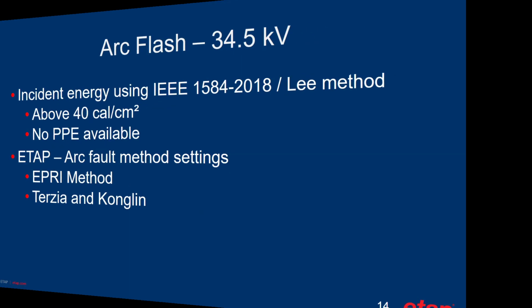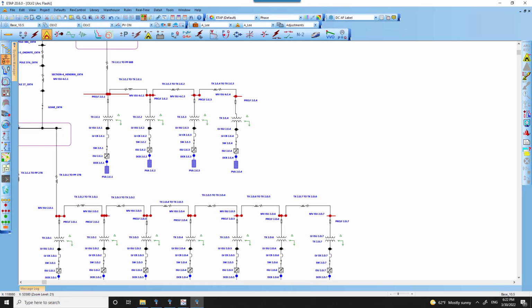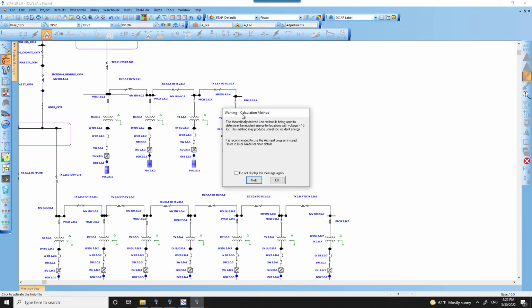So we identified the worst case arc flash location from the arc flash analyzer based on the existing methodology used previously. We found out the Lee method was giving us very high incident energy results for the given settings of the actual arc flash clearing time.